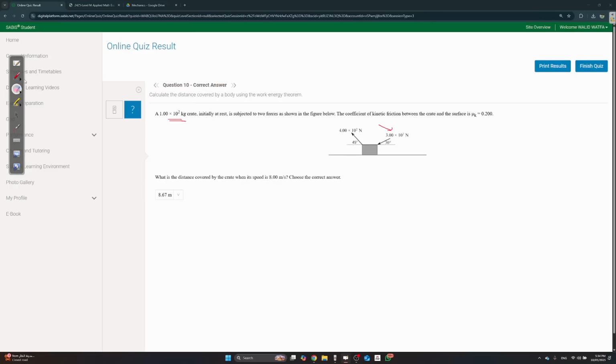Actually, let's find the kinetic energy. It starts at rest, so the initial kinetic energy is obviously 0. So the change in kinetic energy is equal to the final kinetic energy, which is half times the mass, which is 100, times the velocity squared, so 64, and you're going to get 32 times 100, 3,200 joules.